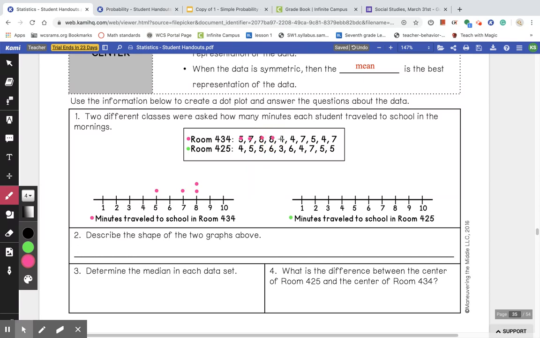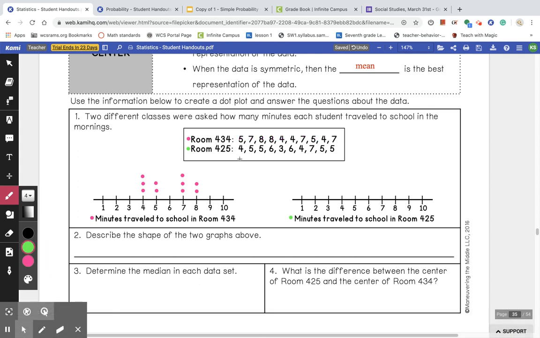Now I have 2 4s, so I'm going to do the same. 1, 2. I got another 7, so I'm going to add that on top of the 7. I have another 5, add that on top. I have one more 4, and then one more 7. So that's what our dot plot looks like for room 434. That's all that you have to do with that data.